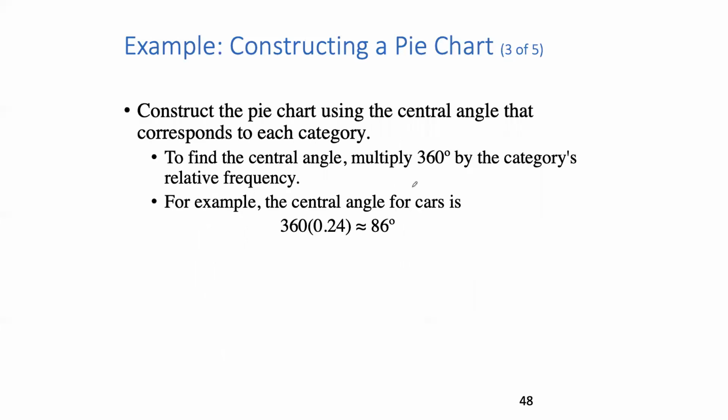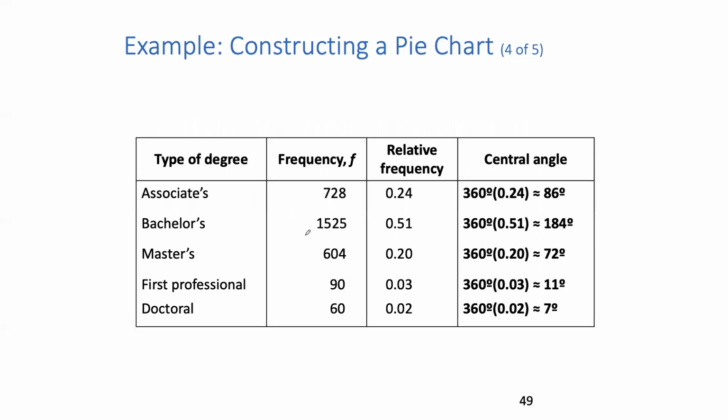The one thing to know is that the angle that a sector makes at the center of a circle, what we call the central angle, sums to 360 degrees. So of that 360 degrees that is available as a total central angle in the circle, we want 24% of it to belong to associates. So about 86 degrees of that 360 degrees of central angle should be taken by associates degrees.